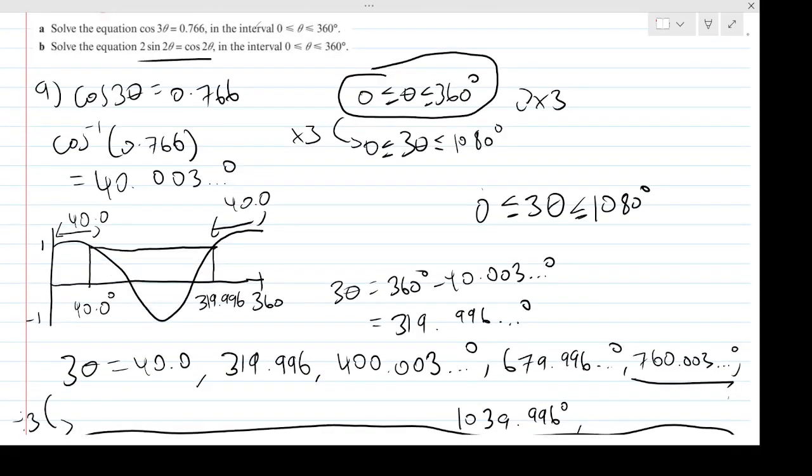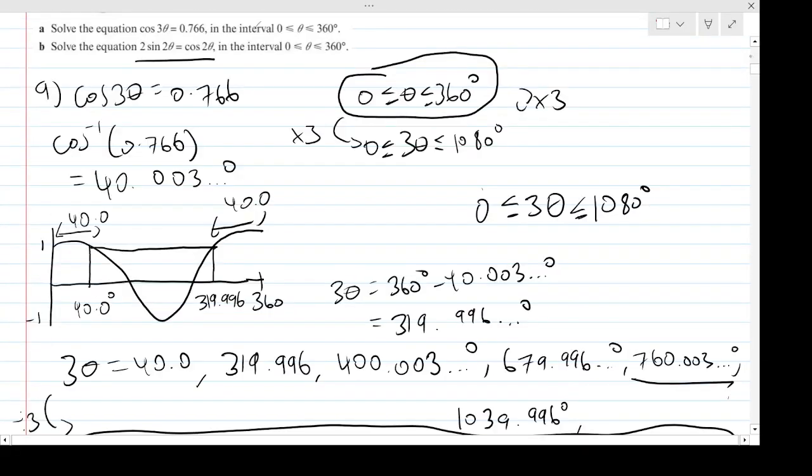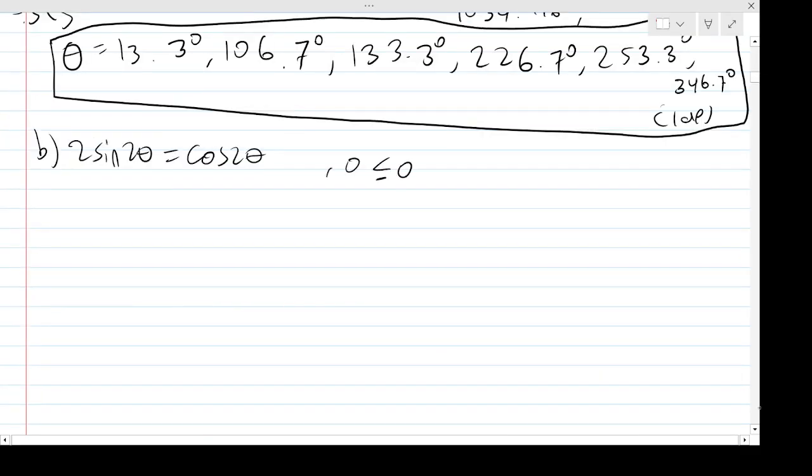Okay, now we need to solve the equation 2 sine 2 theta is cos 2 theta. So if I write that down. And our interval is 0 and 360 again, right? So between 0 and 360. Right, okay. We can't really solve this because we need either sine 2 theta to equal some number or cos to equal some number. But I've got sine equal to cos.